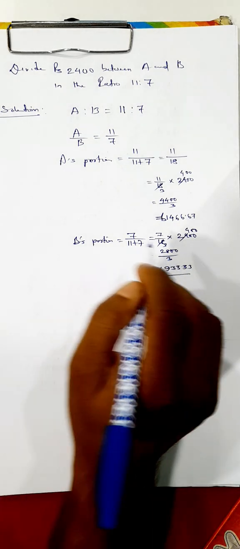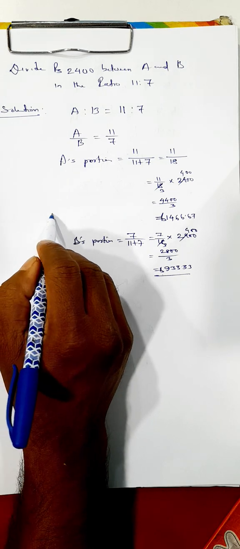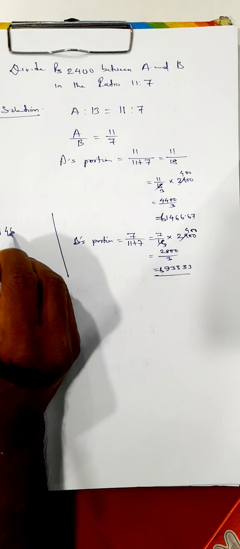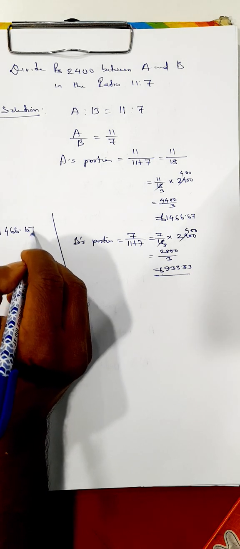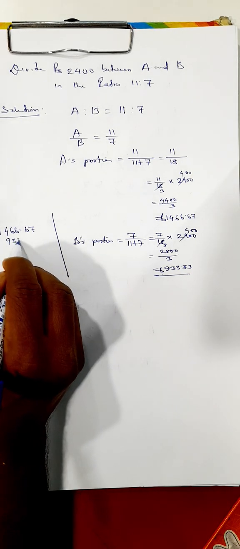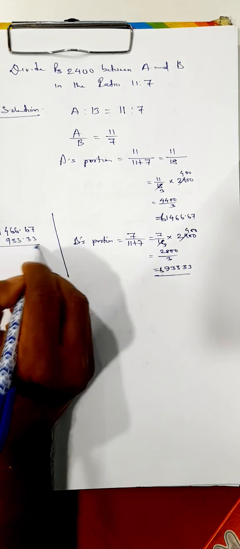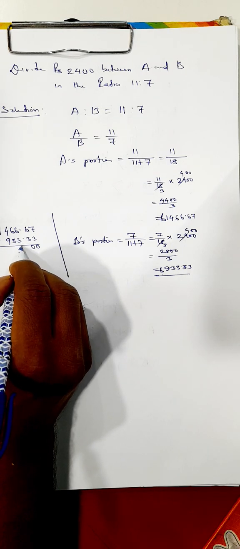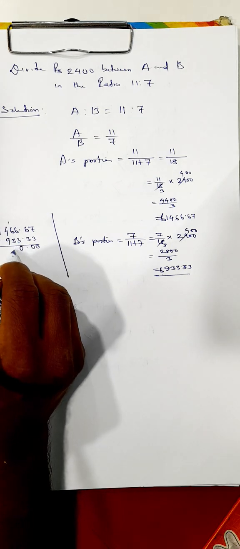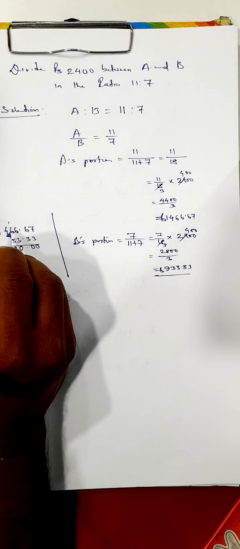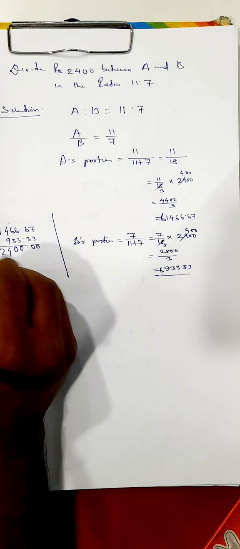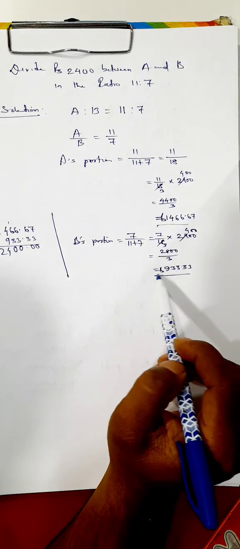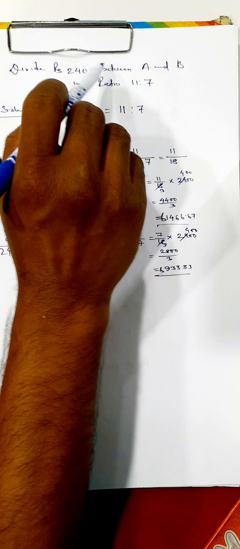Let's check whether our calculation is correct or not. A's portion is 1466.67, B's portion is 933.33. Let's add this. So by adding the portions of A and B, we got 2400. That is, our calculation is correct.